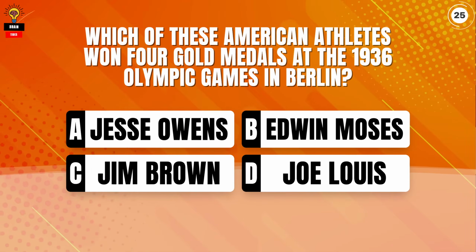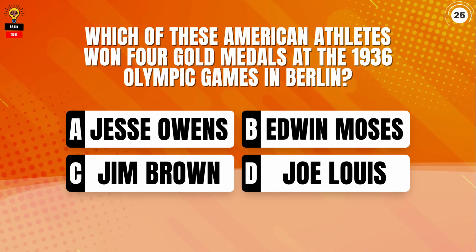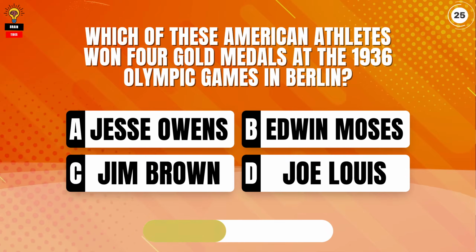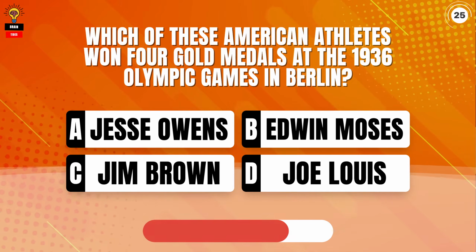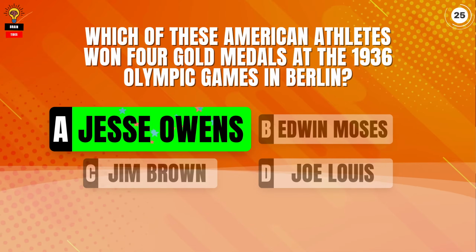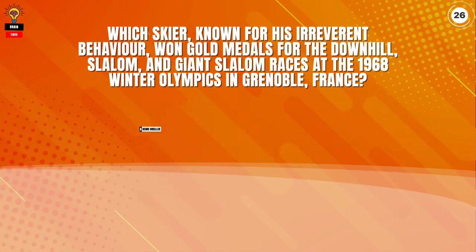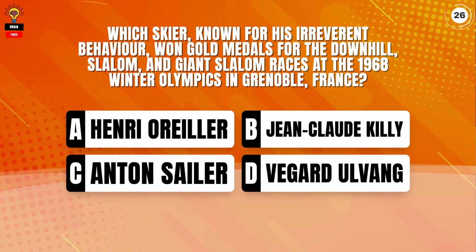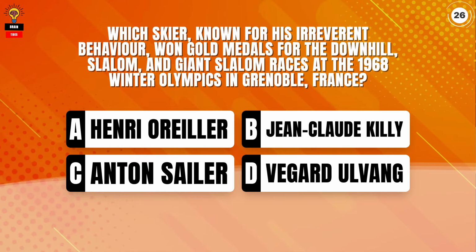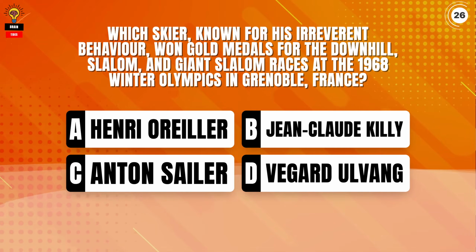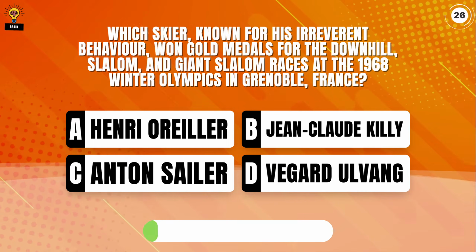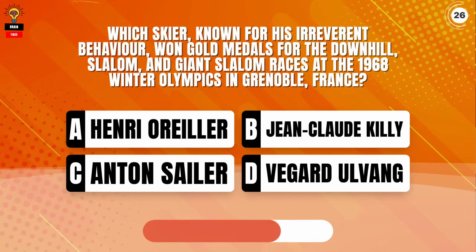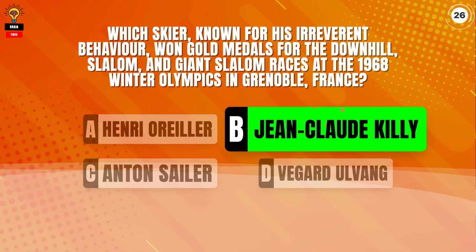Which of these American athletes won 4 gold medals at the 1936 Olympic Games in Berlin? Jesse Owens. Which skier, known for his irreverent behavior, won gold medals for the downhill, slalom, and giant slalom races at the 1968 Winter Olympics in Grenoble, France? Jean-Claude Killy.